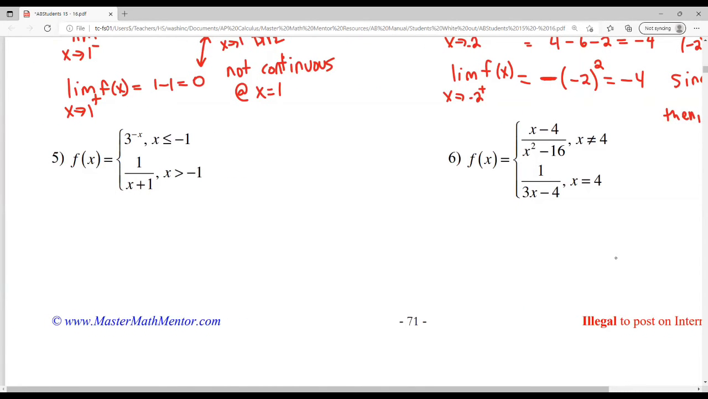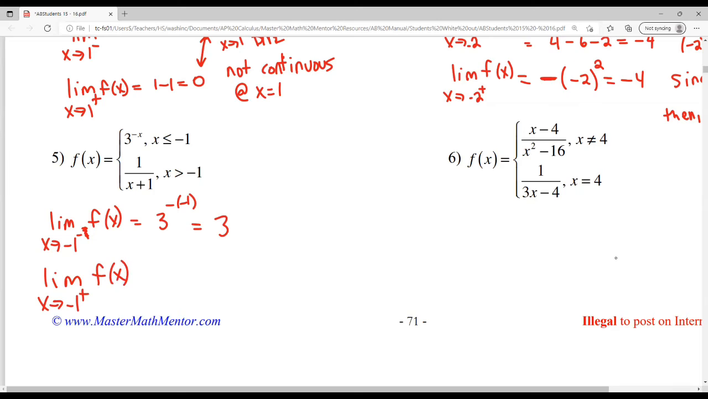Same idea. x is less than or equal to negative 1. So that's going to be our limit piece for the left side. So we're going to plug in negative 1. We get 3 raised to the negative 1, which is 3 to the positive 1, which is just 3. And the limit as x approaches negative 1 from the right side, we're going to use this bottom function. We get 1 over 1 plus 1, which is 1/2. And 3 and 1/2 don't equal.